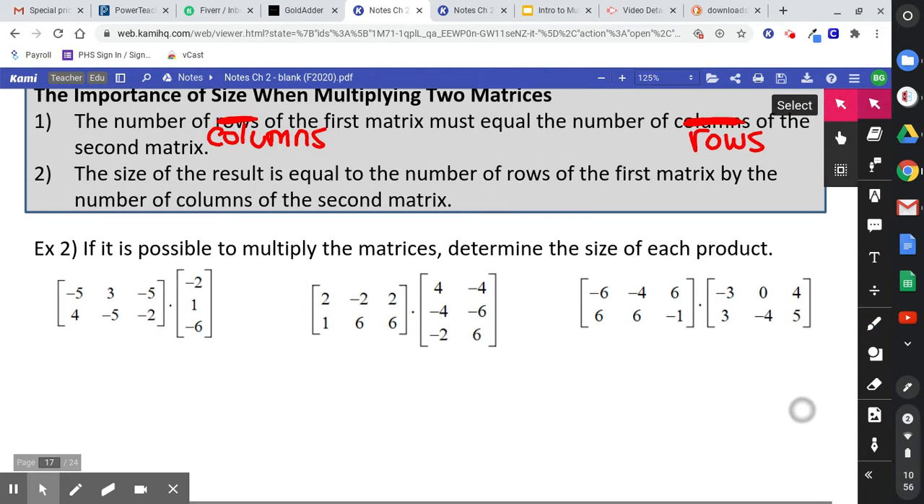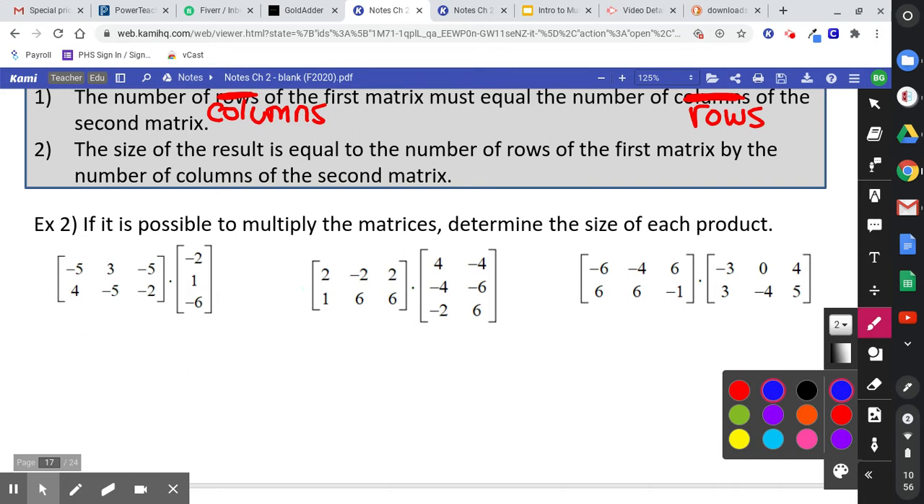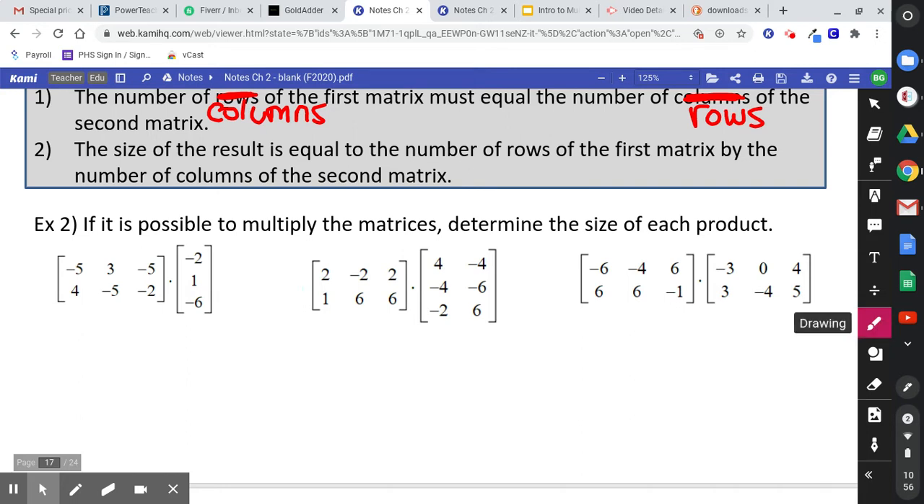Okay, so let's look at this. All right. So the number of columns of the first matrix must equal the number of rows of the second matrix. Okay, so let's look at the size, all right? Look at the size. What's the size of that first matrix there? 2 by 3, thank you. And you're multiplying it by a 3 by 1. Remember yesterday when we talked about rows before columns, there are 3 rows and 1 column in that matrix.